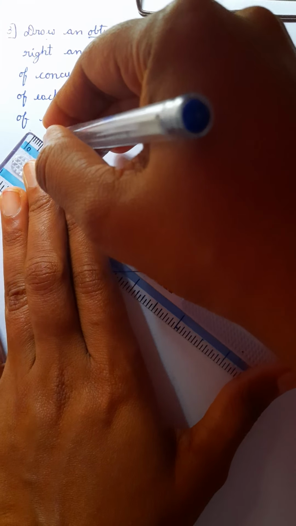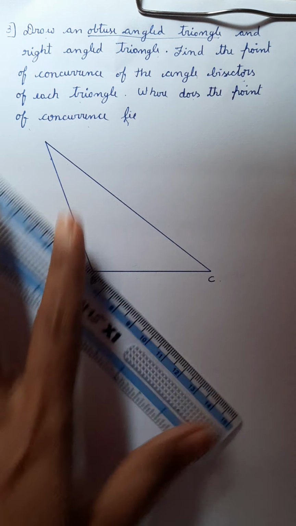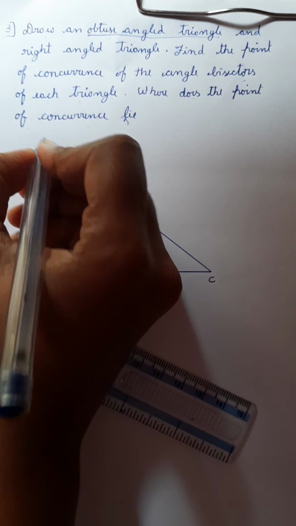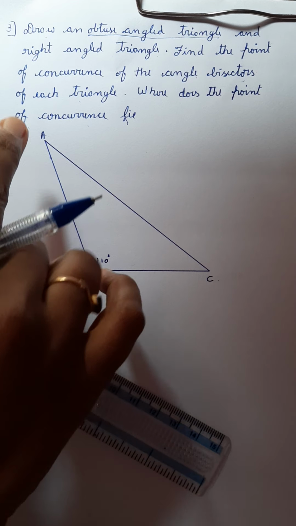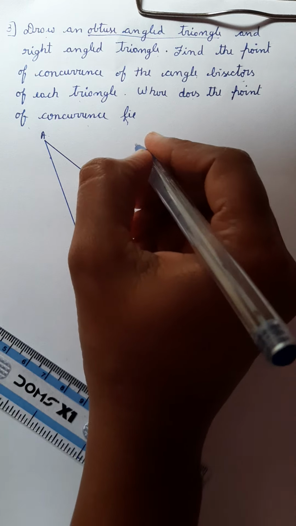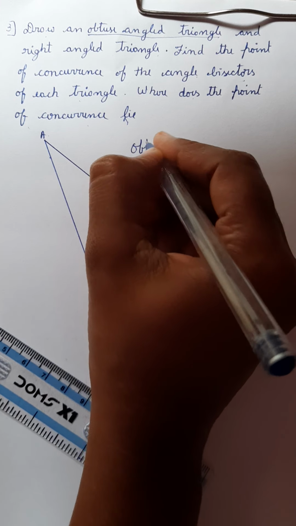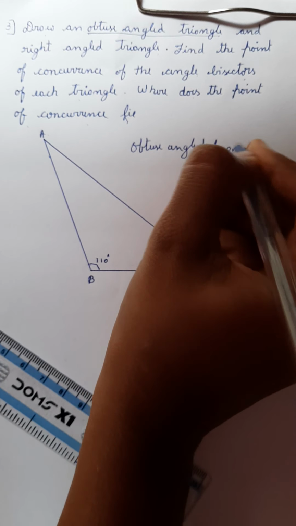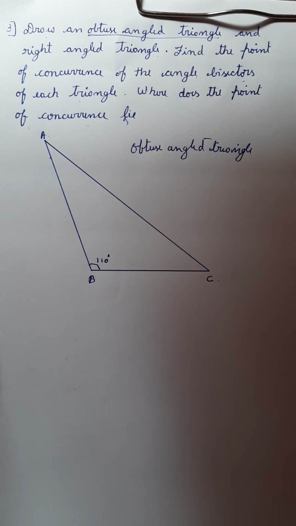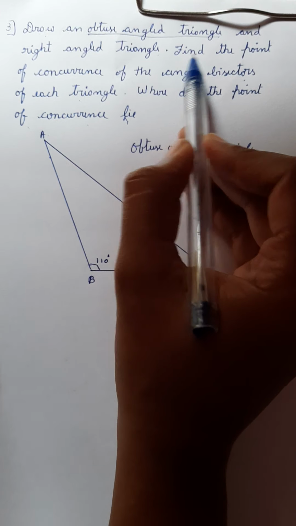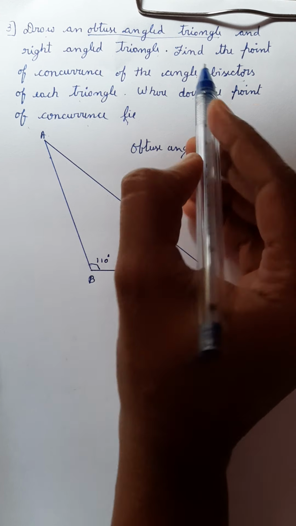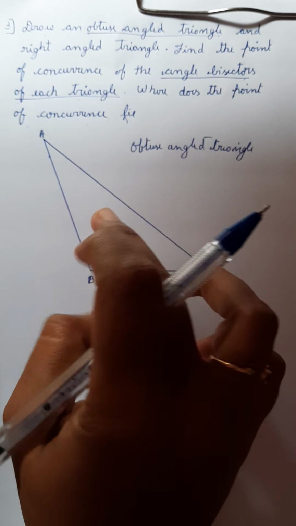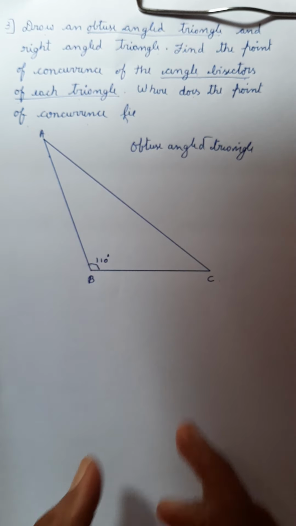And this is 110 I am marking. Any measure more than 90 degrees you can take. So mark it as A. Triangle ABC is an obtuse angled triangle. Okay, and after drawing this, it is asked to find the point of concurrence of angle bisectors of each triangle. Here only one triangle is drawn and one more triangle is remaining.